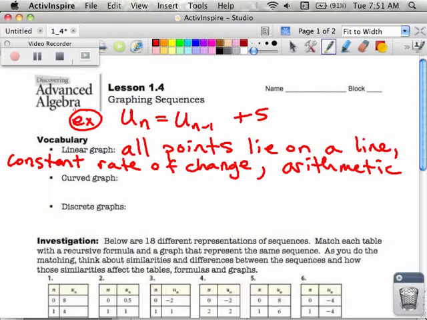So all points lie on a line. There's a constant rate of change. That means like you're going up by 4 each time or down by 3 each time. And that's called arithmetic, which we've already talked about.